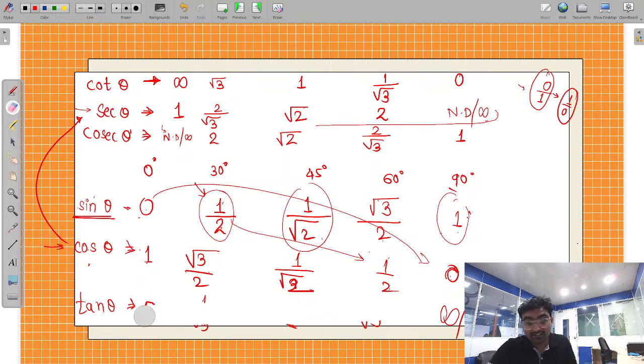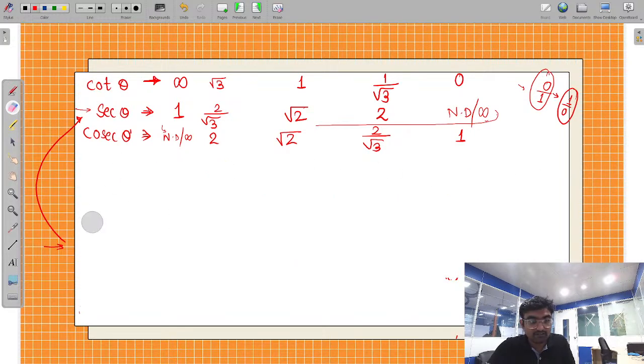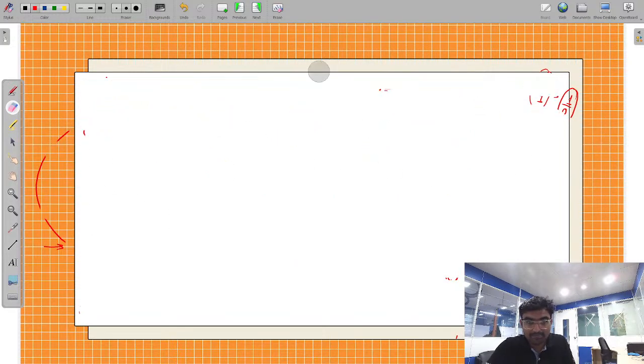Now let's start with the next thing, like how the questions will be asked based on this trigonometric table. Okay, so fine, let's move ahead. Now let's check how the questions will be asked. There are basically few rules that you have to remember.